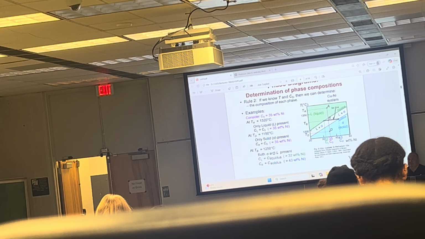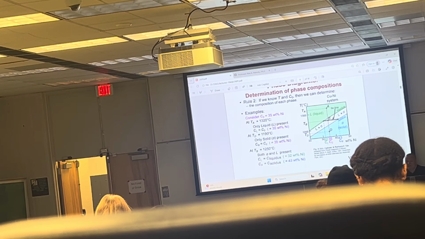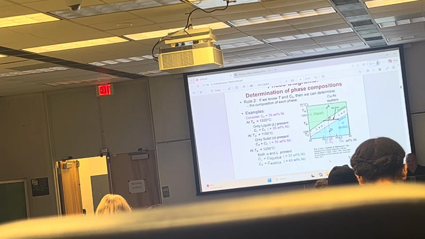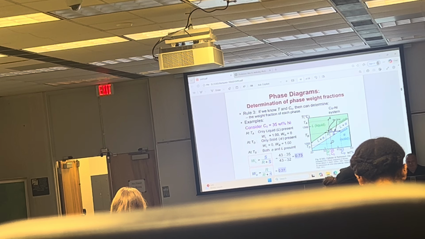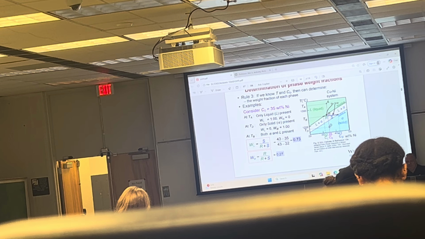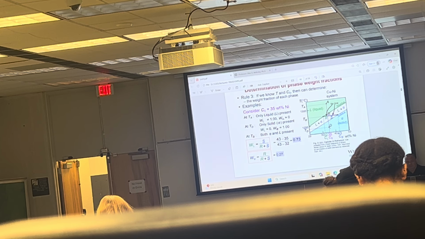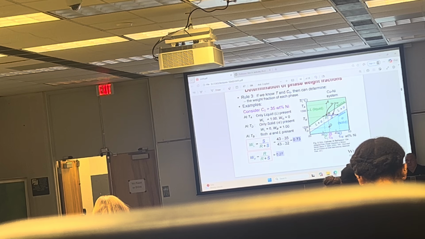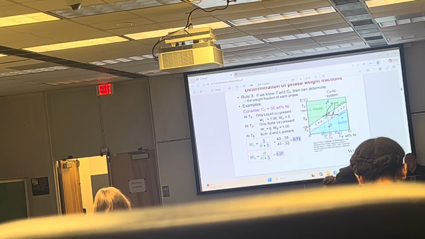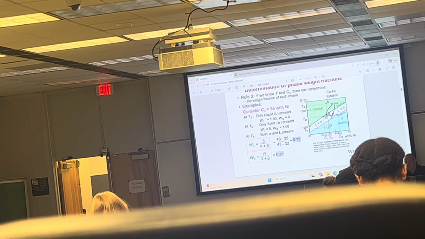The magic of materials science comes right here. What happens in between? And the composition is the most important part, like how it's going to change, because this is what's going to control the microstructure. Okay, at point D, what do we have? We have solid, no liquid. So the weight fraction of the liquid phase is equal to 0, and the solid phase is equal to 1.